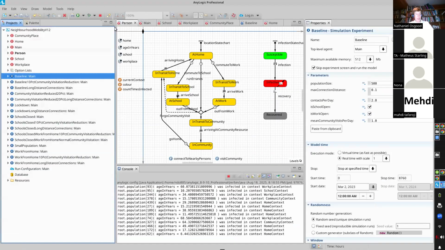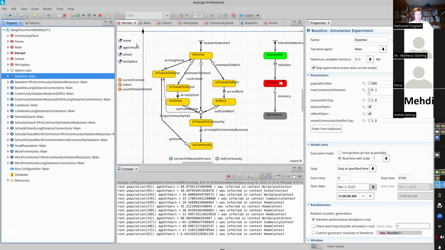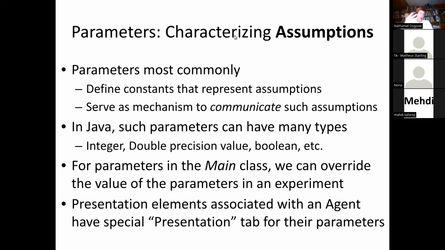So parameters, these things basically characterize assumptions. In this case, it's an assumption about this person. I'm actually describing here for AnyLogic because it's very, very deliberate about providing parameters that can encode assumptions. And that's really what they are. And this is a common characteristic across all modeling platforms to characterize assumptions. But parameters give you a place to do it.